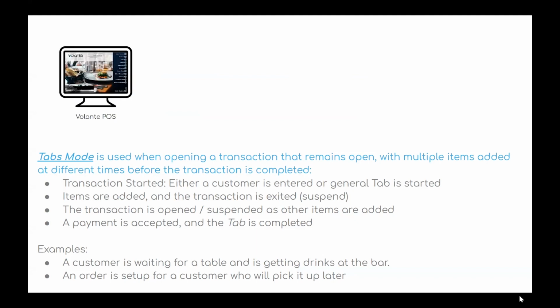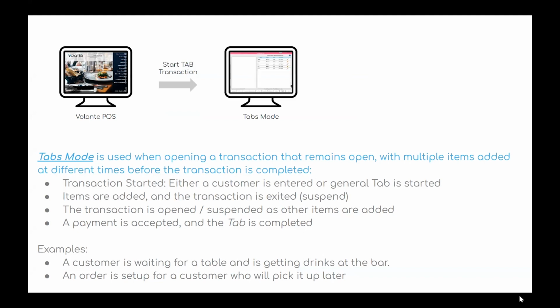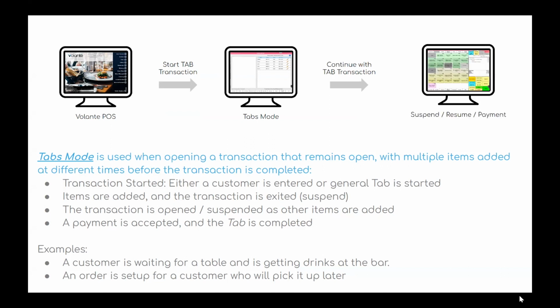So let's start with our Volanté point of sale. We'll come to our tabs mode and start a tabs transaction. From here, we'll continue with our tabs transaction by suspending and resuming the transaction and adding items as needed until we're ready to complete our transaction with a payment.